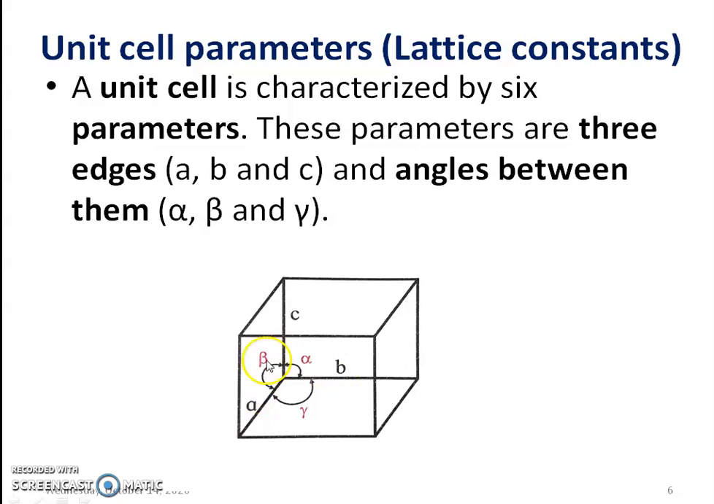Actually these angles are not necessarily 90 degrees all the time, but for a cube all the angles are 90 degrees. Sometimes these angles may vary from 90 degrees. In some cases the angle may be less than 90 degrees, it may be 120 degrees, like that. So these are the lattice parameters: the edges a, b and c and the angles between them, that is alpha, beta and gamma. These are the lattice parameters.